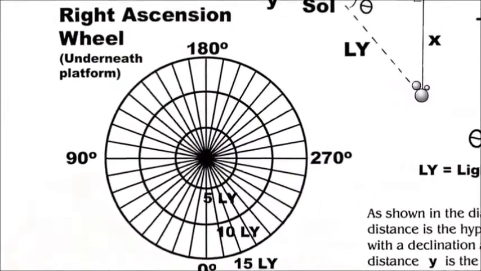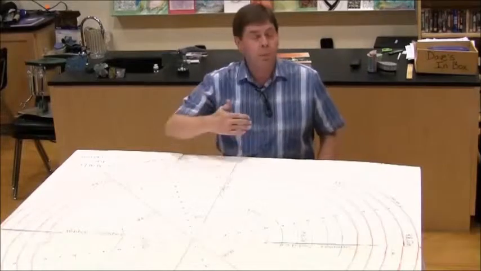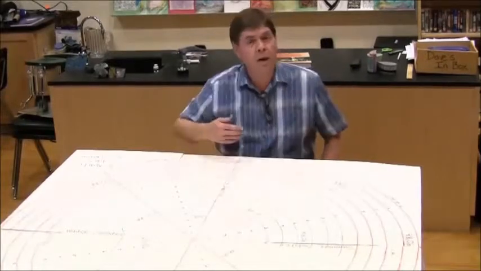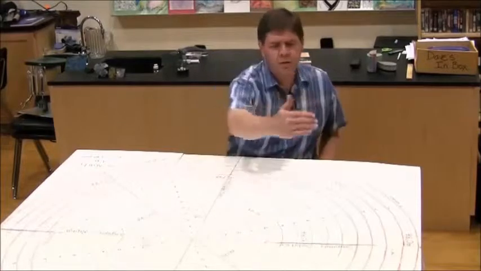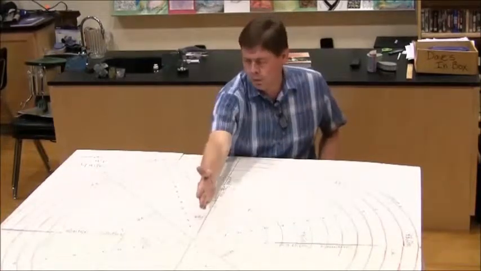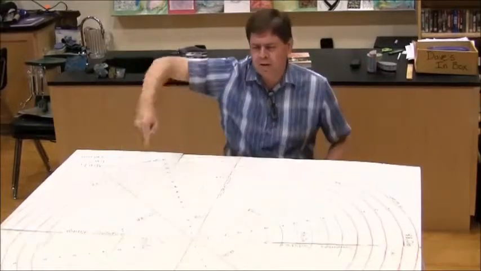I'm beginning here with the vernal equinox at 0 hours, minutes, and seconds. They're being marked off clockwise on the underside of the platform. So what you're seeing then is a vernal equinox, summer solstice, autumnal equinox, and winter solstice. And these represent the right ascension or the celestial longitude of your model.